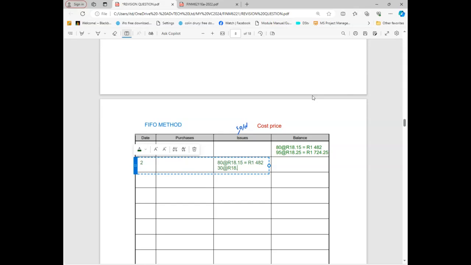Check. The first stock we sold 80. Yes. And the cost of that stock was 15. So it means that stock is not there anymore. It doesn't exist. That's why we have to sell 30 out of the other stock that is left. How much stock do we still have? Do we still have stock available to sell from after selling the 80 units?